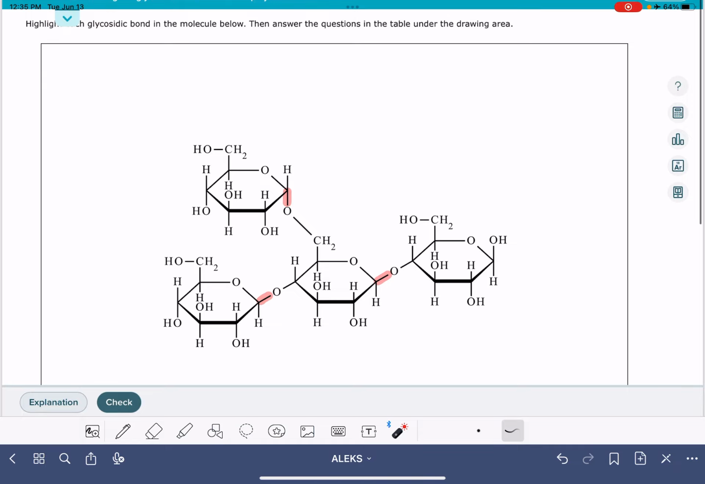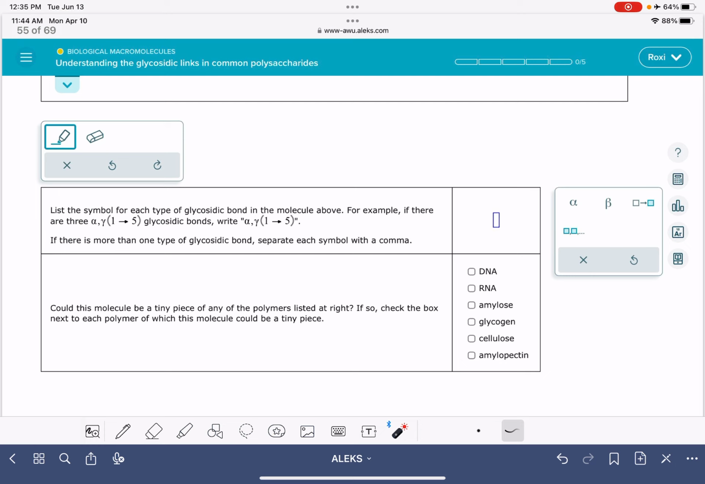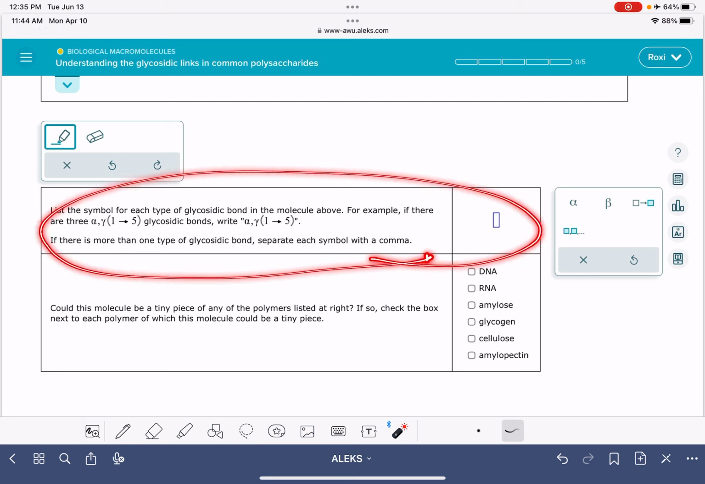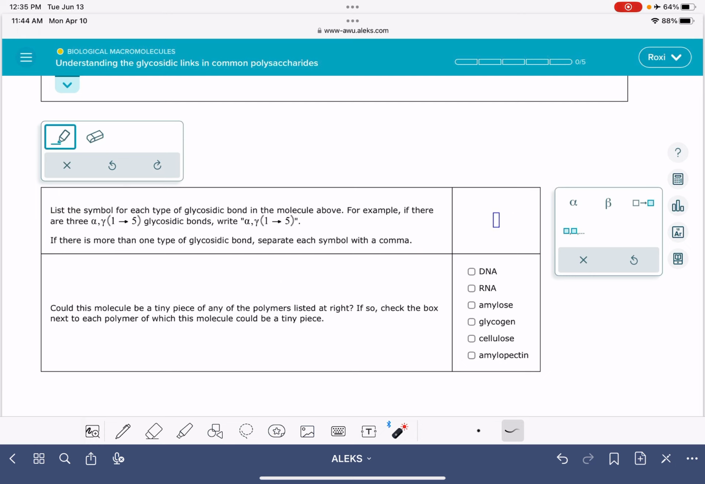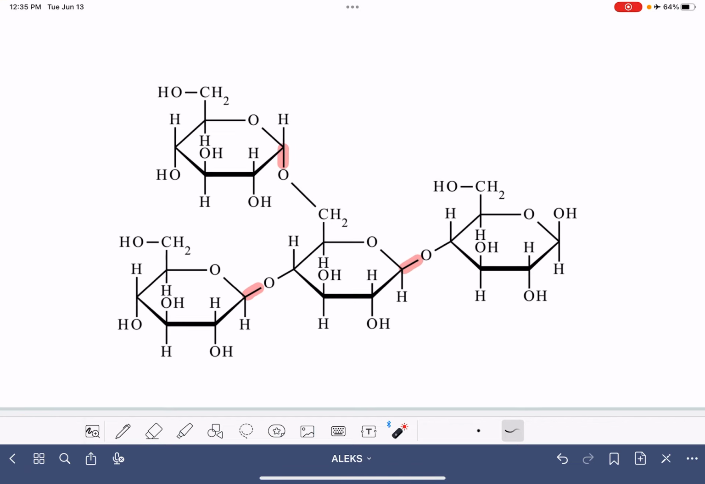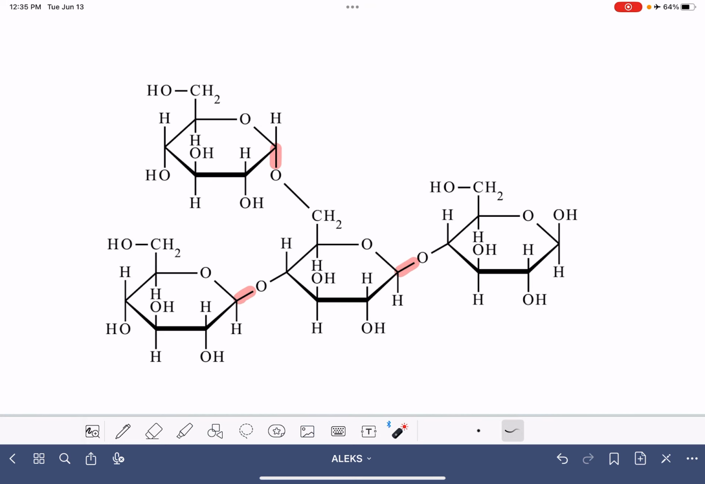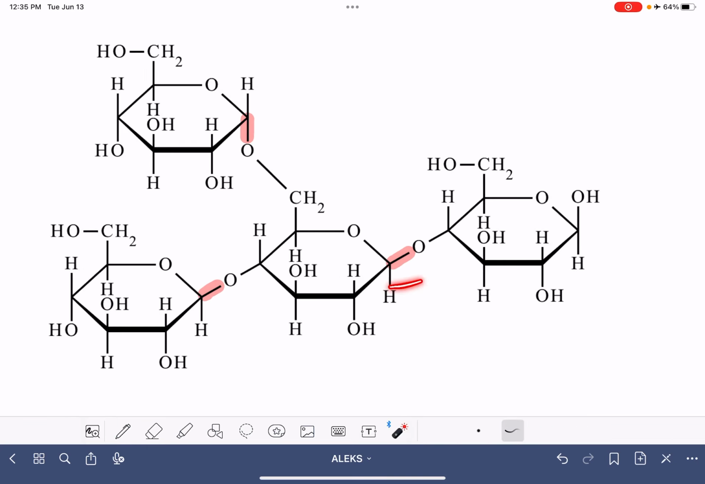All right, so once you get the bonds highlighted, you are asked to write the symbol for each type of glycosidic bond that is in the molecule using the standard notation for a glycosidic bond. You can see you've got your Greek letters over here as well as a little arrow tool. This particular polysaccharide has 2 different types of glycosidic bonds. These 2 are identical, so that's one type, and then this is a different type, and we're going to practice coming up with the symbol for each of these bonds.